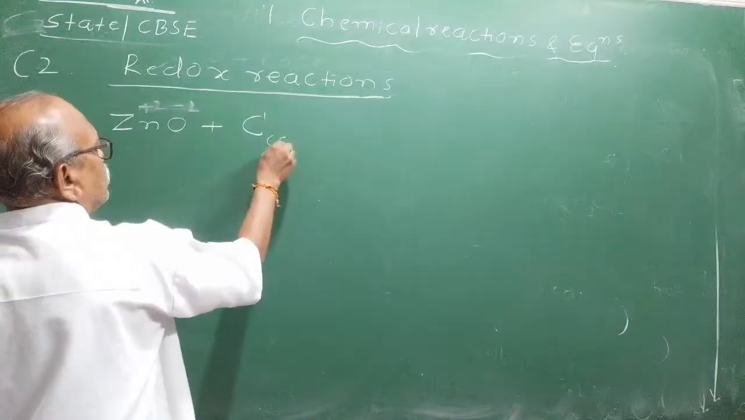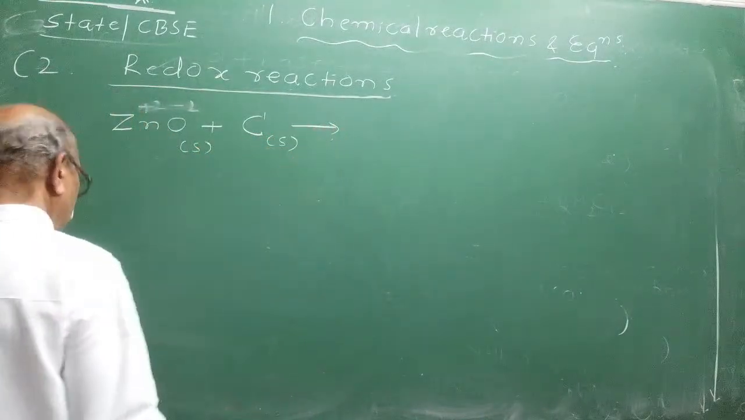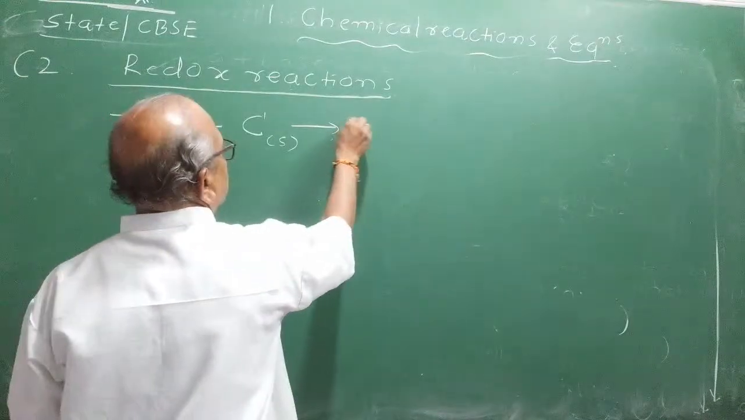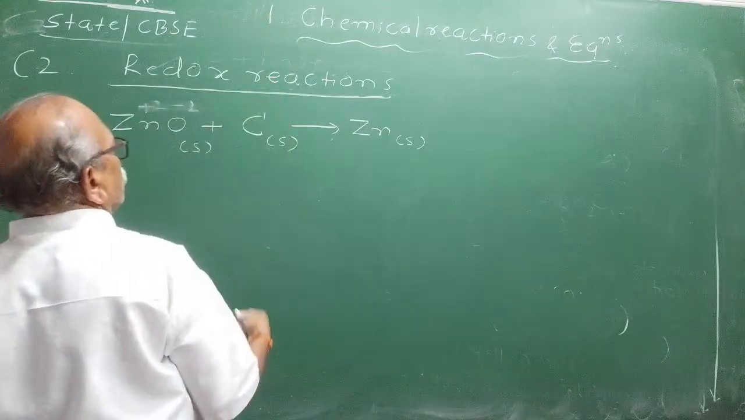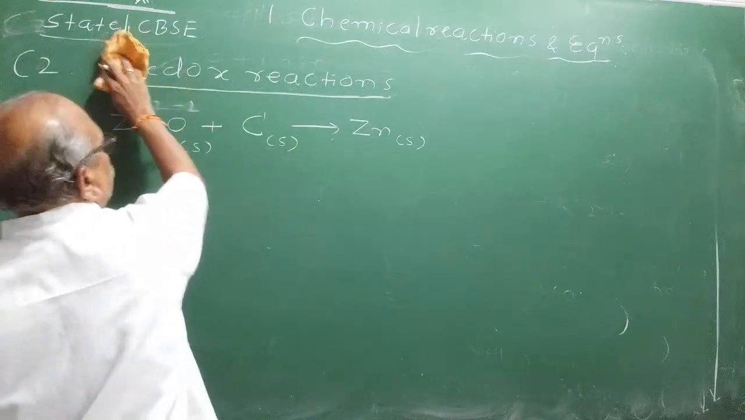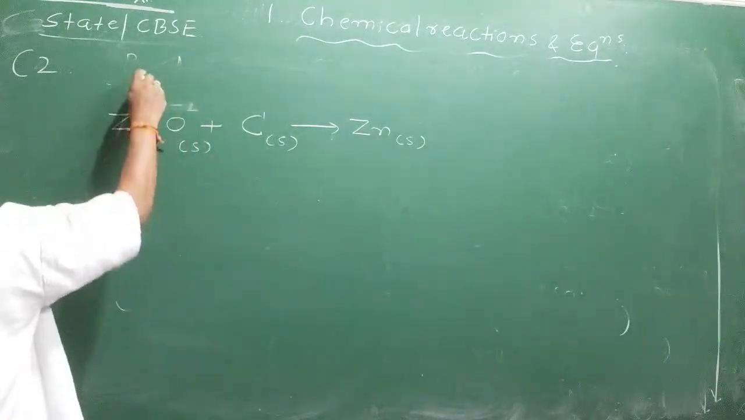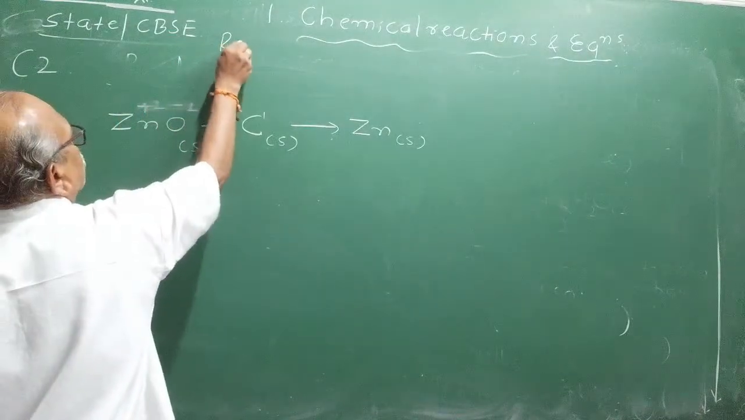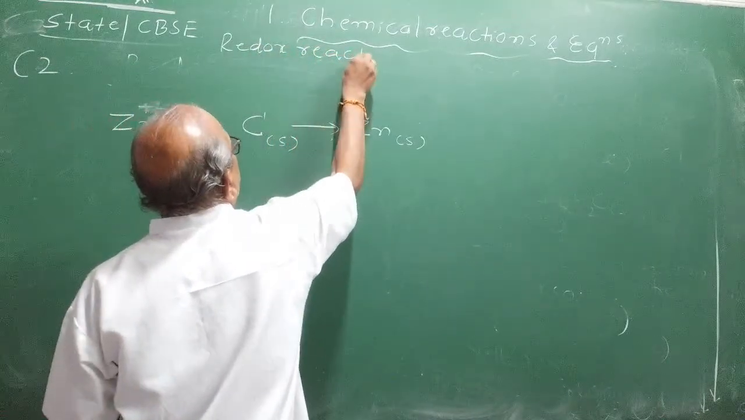Zinc oxide is a solid. So, when you treat it, you will get the products. Zn, solid. Whenever you write these reactions, leave some place above and below, one or two lines, to learn redox reactions.